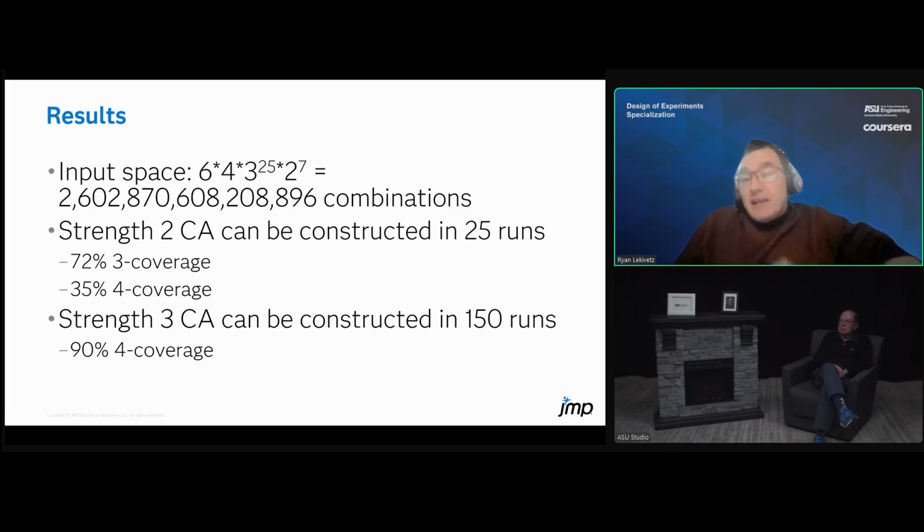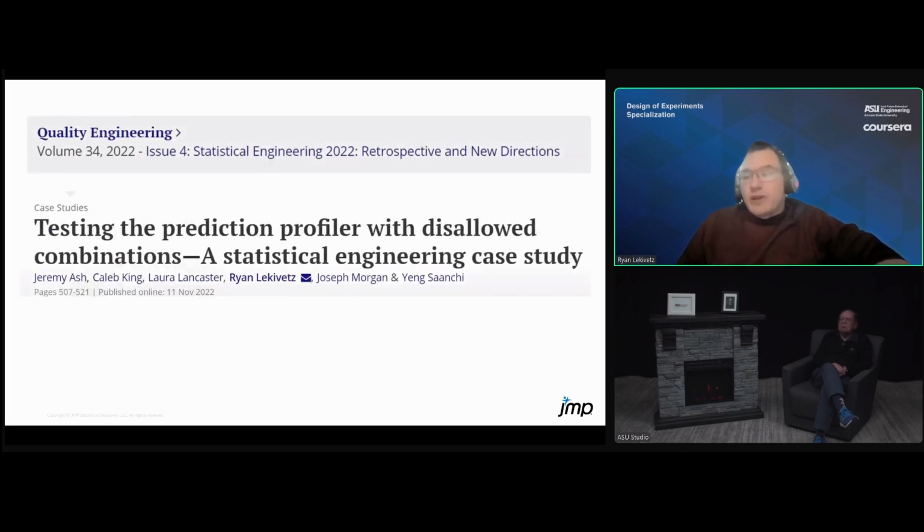Now on top of that, if I can get all those tests to pass, well, now I can ascertain that I don't have any failures due to those two-way combinations within those 25 runs. But on top of that, I still have 72% three-way coverage and 35% of the four-way combinations, right? So not only have we covered all the two-way combinations, we've actually covered most of those three-way combinations as well. And so now I can go back to my manager and say, well, I haven't done all the three-way combinations, but I can feel pretty confident that I've covered most. Likewise, if you went up to a strength 3 covering array, that you could do in 150 runs. And with that, you're at 90% four-way coverage.